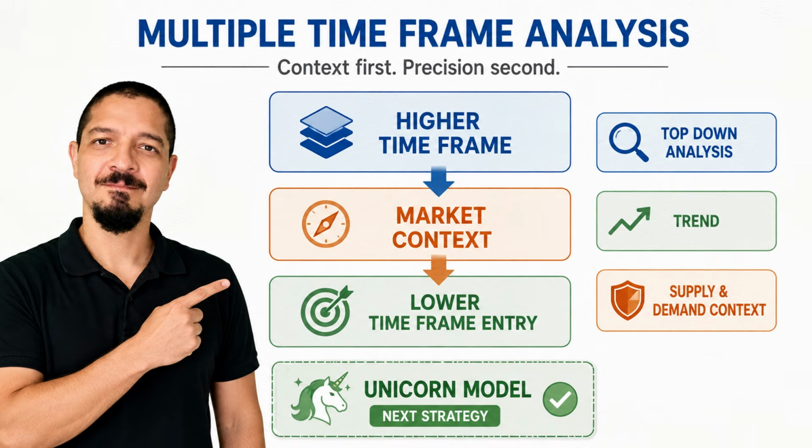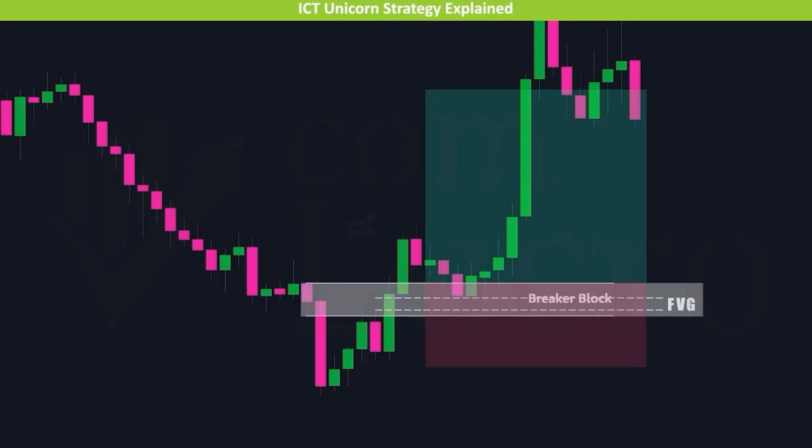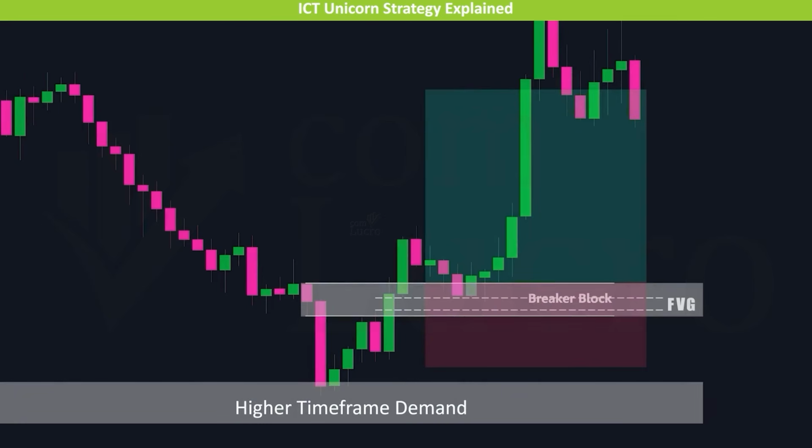Since this entry can be part of a reversal strategy, it is important to highlight the role of multiple time frame analysis. Better results come from combining lower time frame entries with higher time frame context. This includes top-down analysis, understanding the broader market trend, and marking key supply and demand zones on higher time frames before looking for entries.